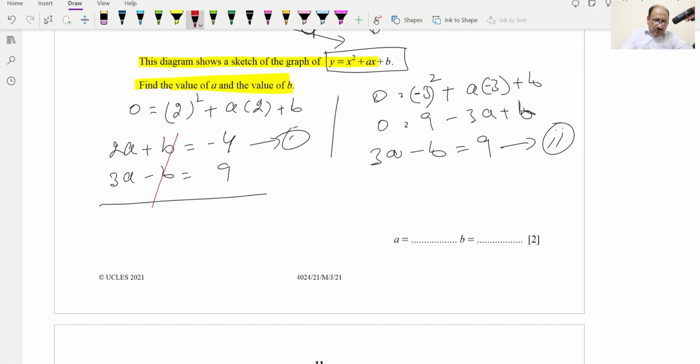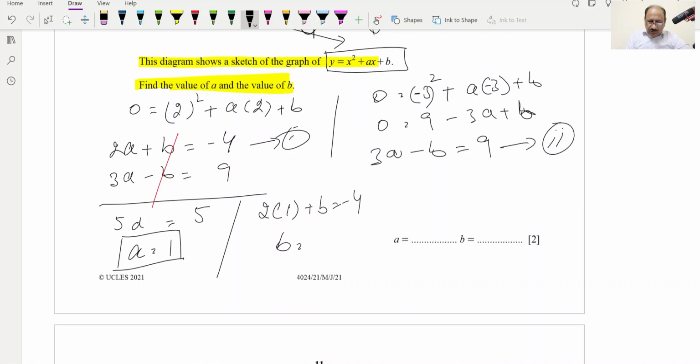this will be cancelled, so we can write 5a is equal to 9 minus 4 will be 5, so a is equal to 1. So a is equal to 1 will be one value, and the second value we can replace in any of these two equations. I am replacing in equation 1, so 2 into a plus b is equal to minus 4, so b is equal to minus 4 minus 2, so b is equal to minus 6. This is the second value, so 1 and minus 6, these will be the two values for a and b.